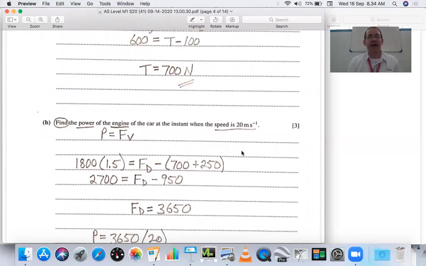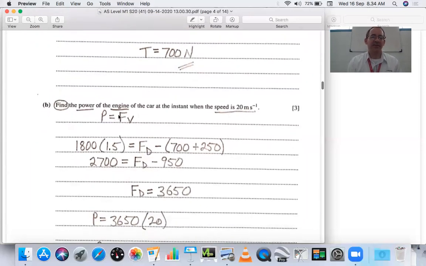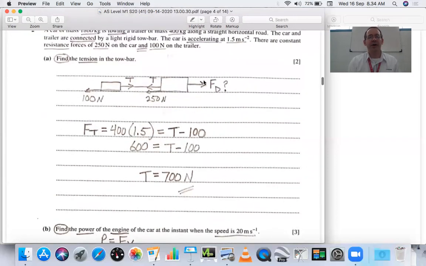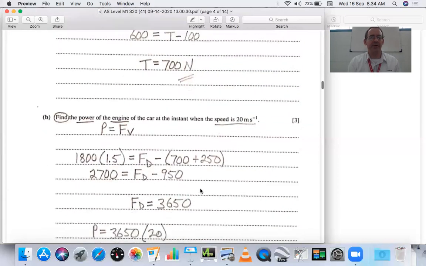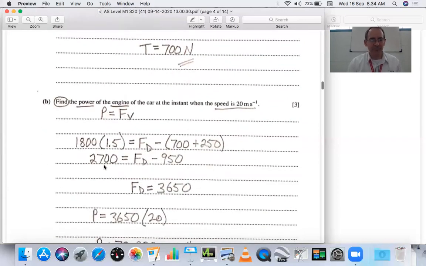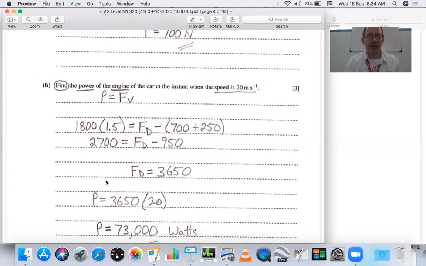Well, we have the velocity. Now what we need is the force. And this force is referring to the force of the engine, in other words, the driving force, which is what we didn't know up here. But now that we have the tension, we can figure it out. So again, we use mass times acceleration for the car. 1800 times 1.5, that gives us the Newton's law net force.